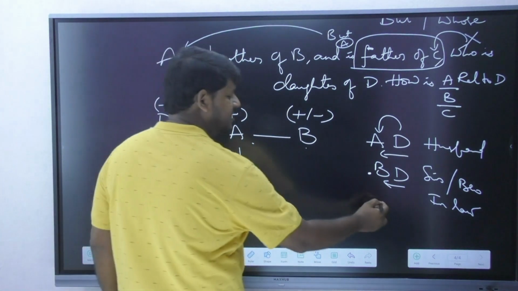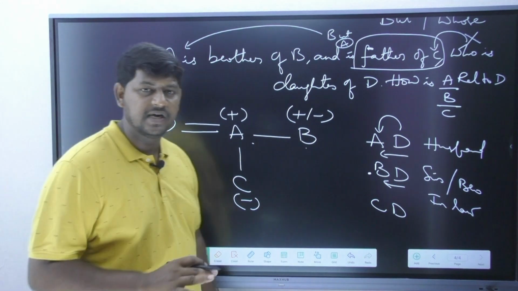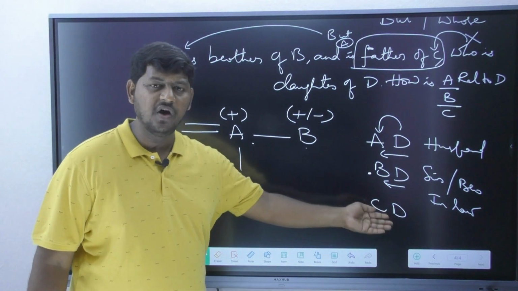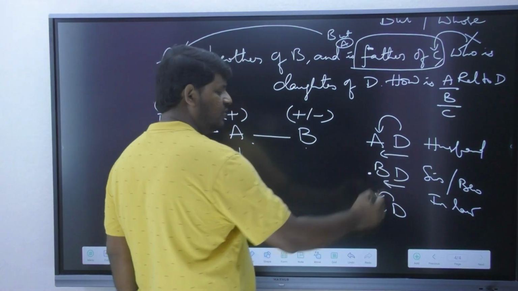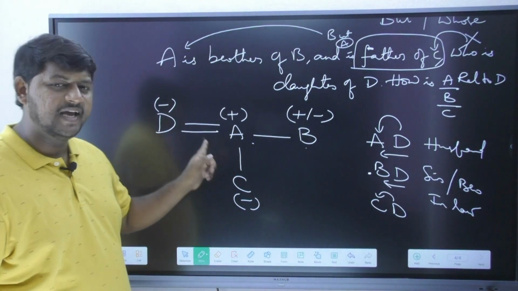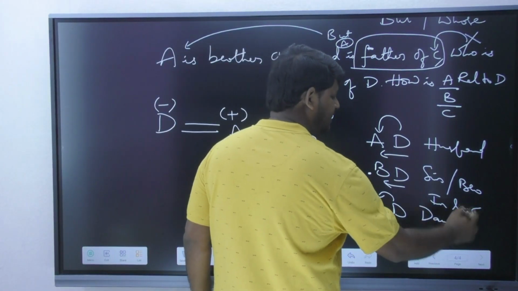How is C related to D? Now tell me, from whose point of view are you going to understand this question? C to D or D to C? It is definitely from D's point of view. D is going to call C as what? Now your answer becomes what? Daughter. Am I clear? Yes.